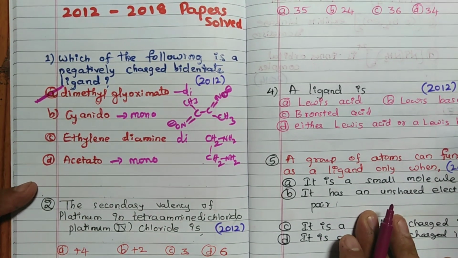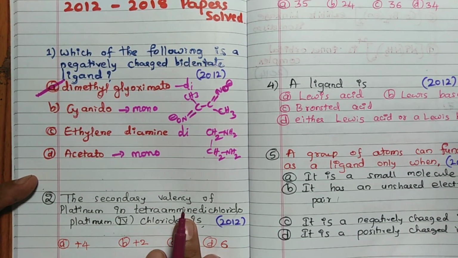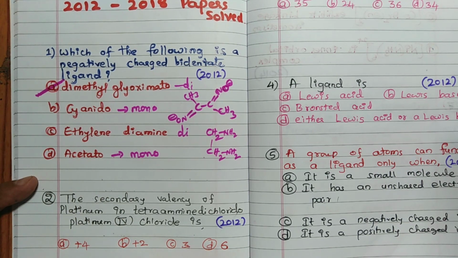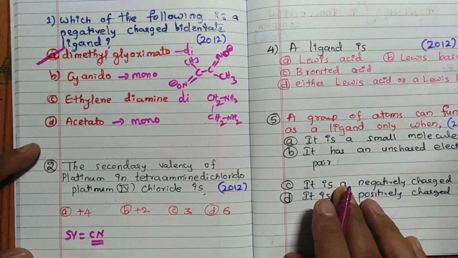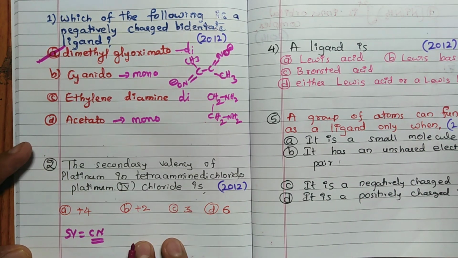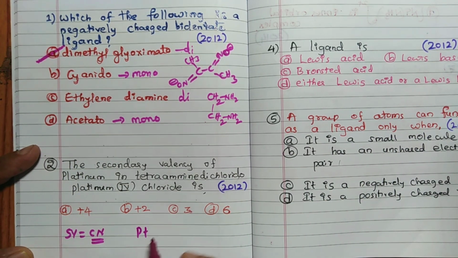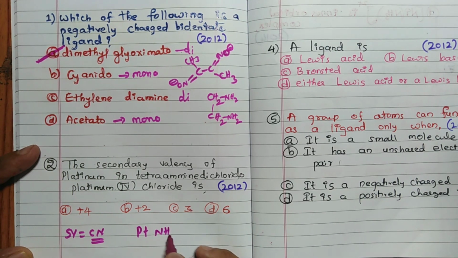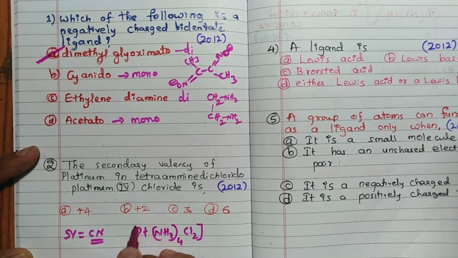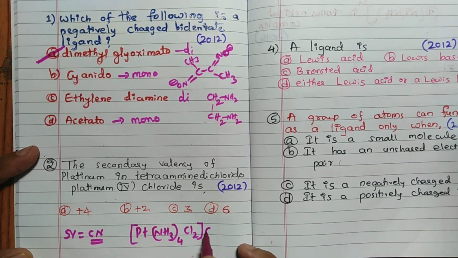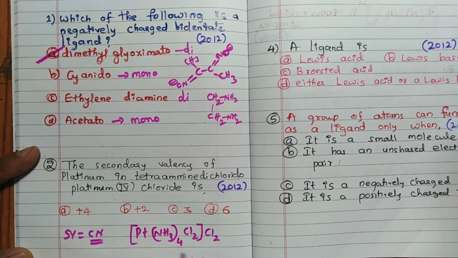Second question: secondary valency of platinum in tetraamine dichloro platinum 4 chloride is. Remember, secondary valency is nothing but coordination number. Then what is the structure of this? Platinum is given. Tetraamine means NH3 4 times, dichloride means Cl2. With plus 4 oxidation state, chloride should be 2 outside. Now you can see coordination number 4 plus 2, 6. So hence the answer for this is 6.